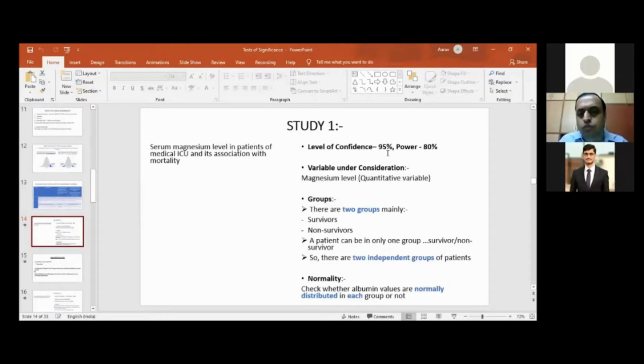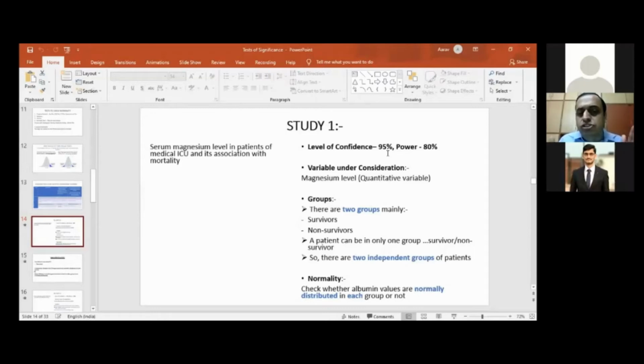So now he will have two groups, survivor and non-survivor, and he has to check magnesium level, which is a quantitative variable. You can measure magnesium level in the serum or the blood. It is not a qualitative variable, yes or no. Magnesium will have a definite value in a particular unit, milligram per deciliter. Now, realize that a patient can be in only one group here. One who is surviving cannot have mortality, and one who has mortality cannot become a survivor. So they are two independent groups of patients, and we have a quantifiable variable.